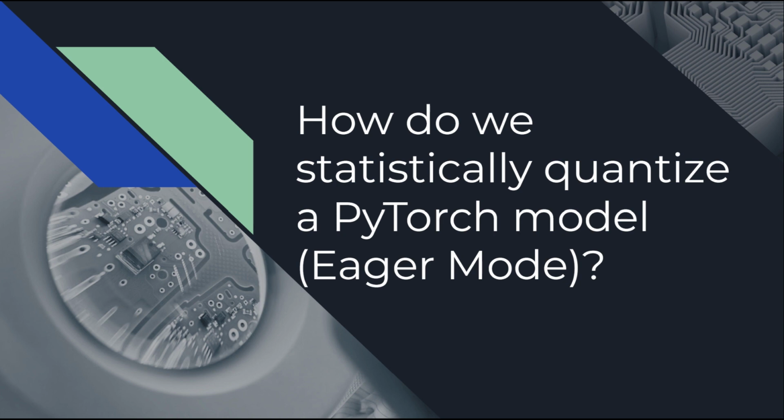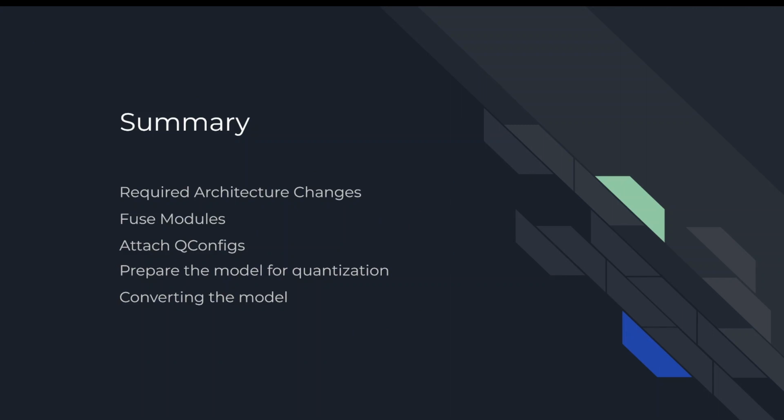Let's get into it. This will involve some required architecture changes and why we need to make these architecture changes. Then fusing modules, and attaching QConfigs. QConfigs are like the recipes for quantization, so each layer is going to get its QConfig. Then preparing the model for quantization, which makes the model one that you can toggle fake quant on. And then finally converting the model, which gives you a true int8 model. If you don't know the difference between a fake quant model and a true int8 model, I recommend my previous videos where I go into this in more detail, and I will be linking those in the description.